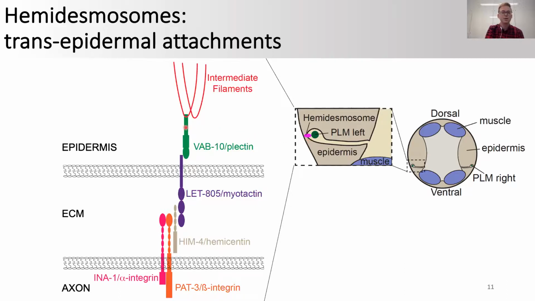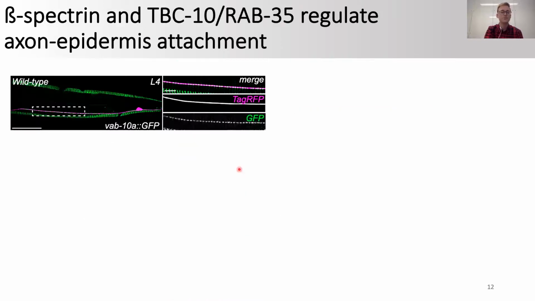So the major organizers of these structures are the plectin homolog VAB10, which links intermediate filaments within the epidermis to this membrane receptor LET805, which is proposed to link across this extracellular matrix space with integrins on the axonal surface. So we obtained CRISPR engineered fluorophore labeled versions of both VAB10 and LET805 and visualized these in our mutants to observe if there was any effect on attachment. I'm just going to show you the VAB10A results today in the interest of time, but they were exactly the same as the results we saw with the tagged LET805 lines.